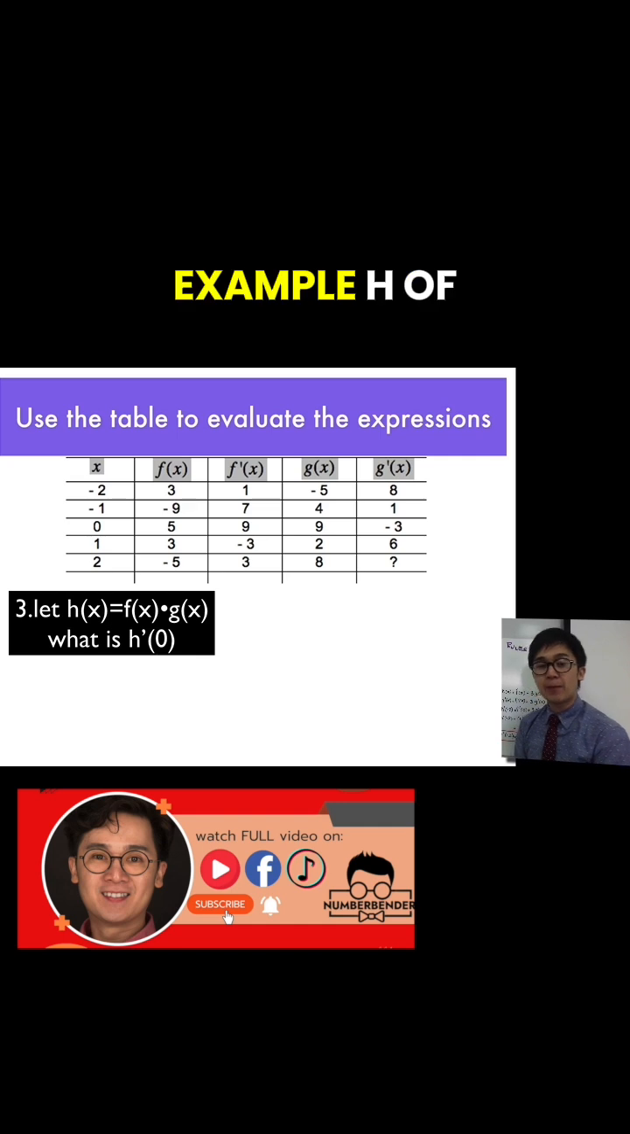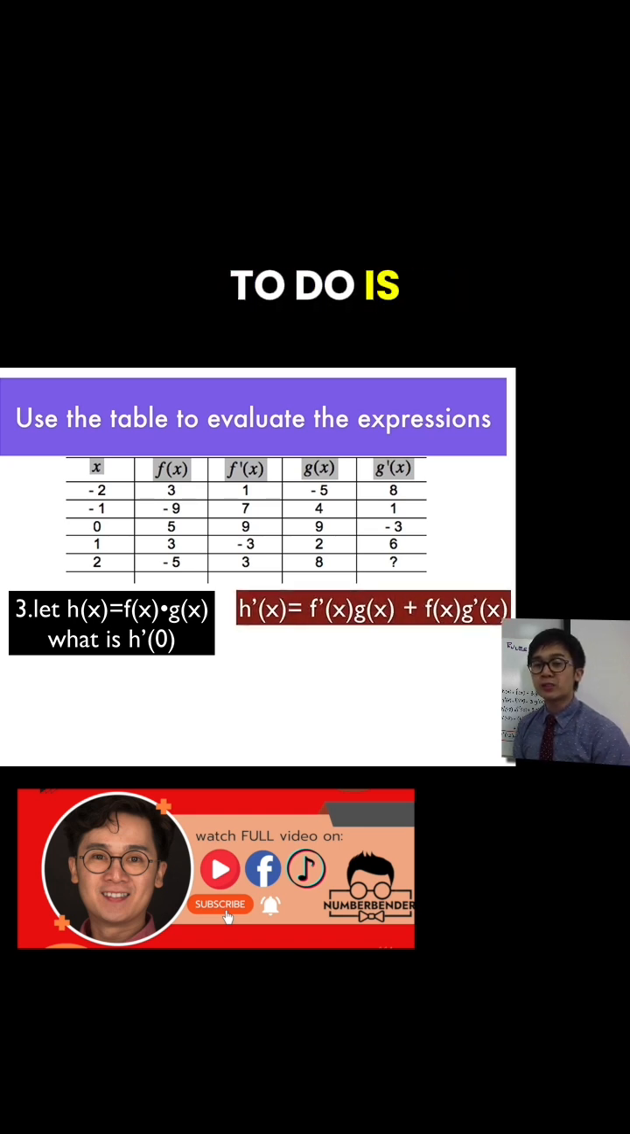In our next example, h of x is equal to f of x times g of x. Now, we're asked to find h prime of 0, so we need to find the derivative of our function. And we know that f of x times g of x will use the product rule, so we can evaluate h prime of x. By the product rule, all we need to do is to find the derivative of f of x times g of x, or just copy g of x, plus f of x times the derivative of g of x.